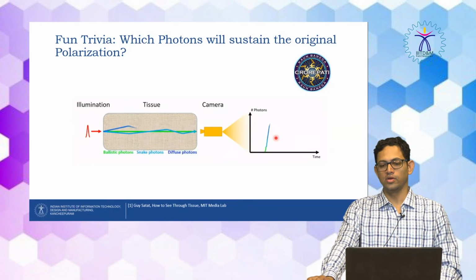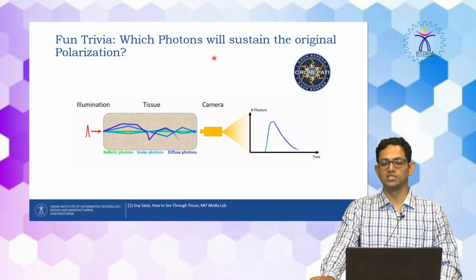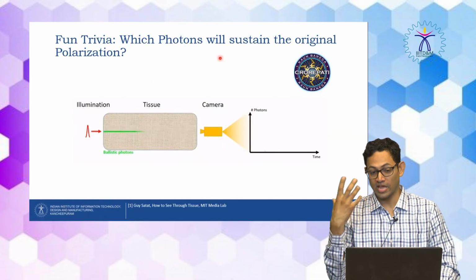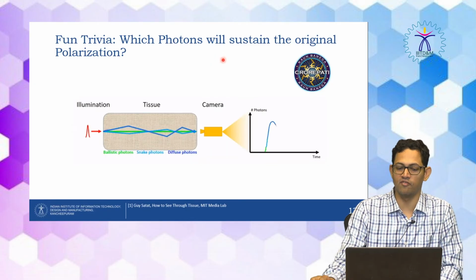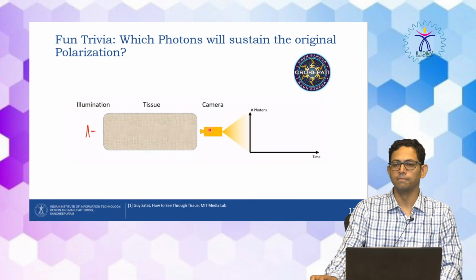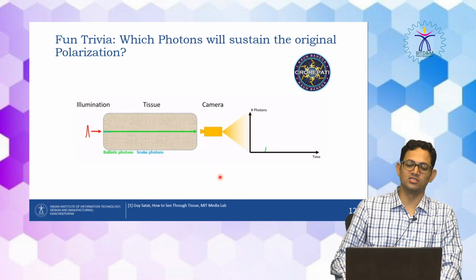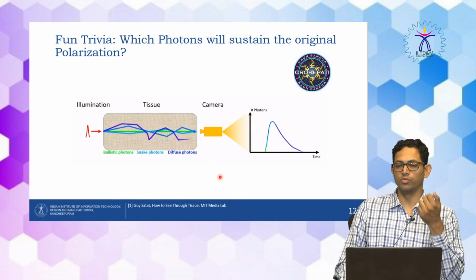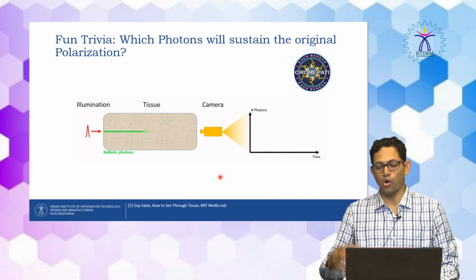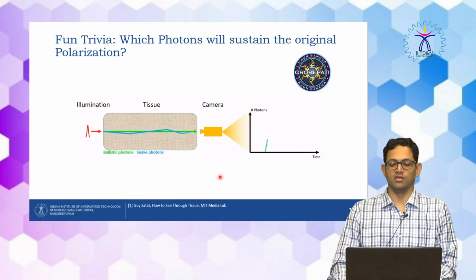Can you tell which photons will sustain their original polarization after interaction with the tissue? You can just pause this video and think about it, whether it would be ballistic photons, snake photons, or diffused photons.